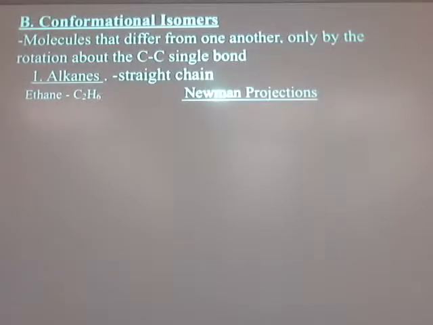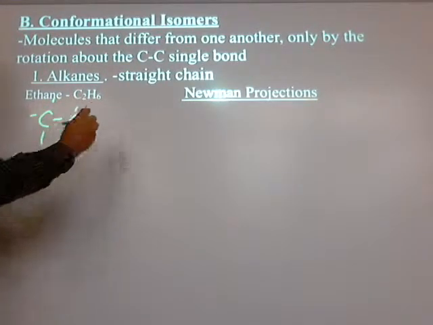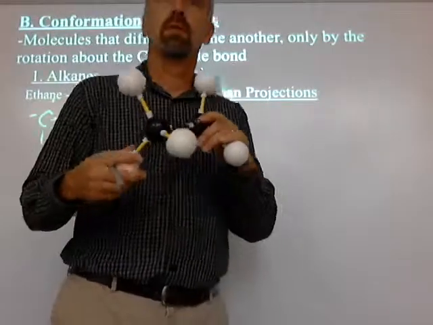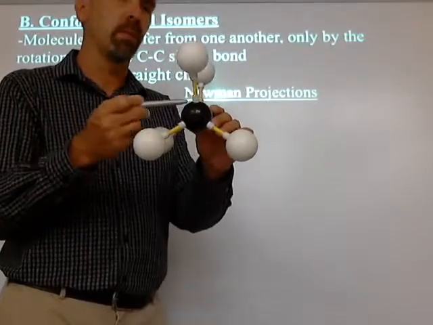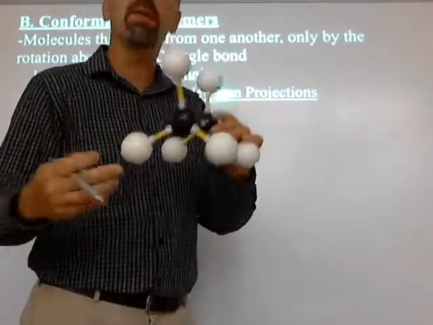Not really. Okay. C2H6. Again, don't do this. I can't just draw him like that. That's not going to help me. So here's what you're going to do. I want you to draw the front carbon as a dot and the back carbon as a circle. It doesn't actually matter which one's a dot or which one's a circle. And then we'll have these guys coming out from them.